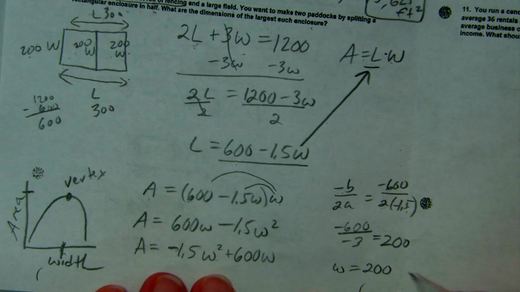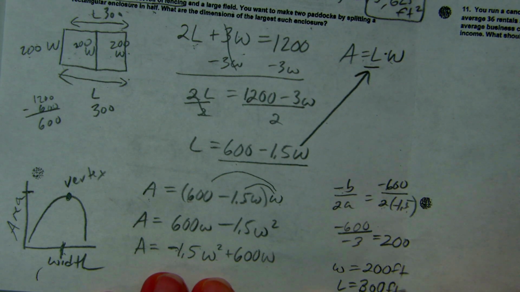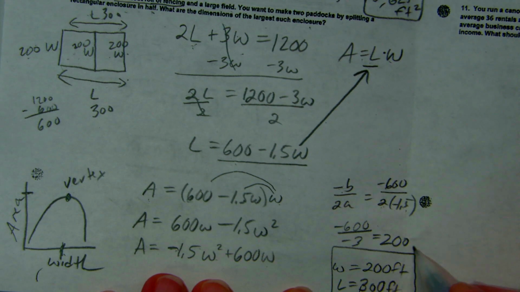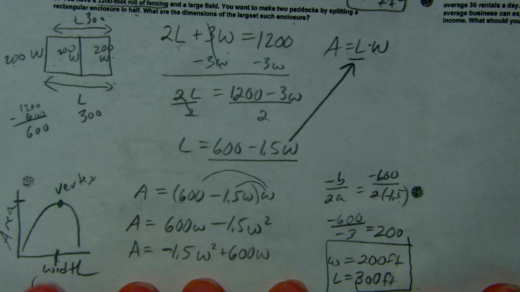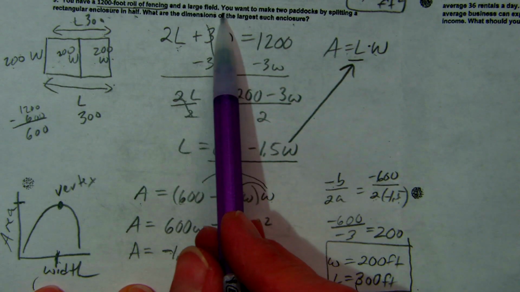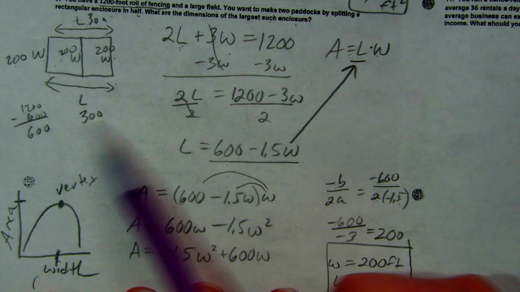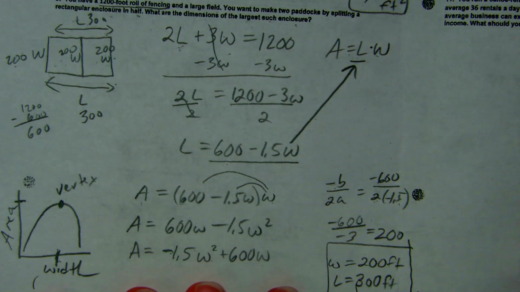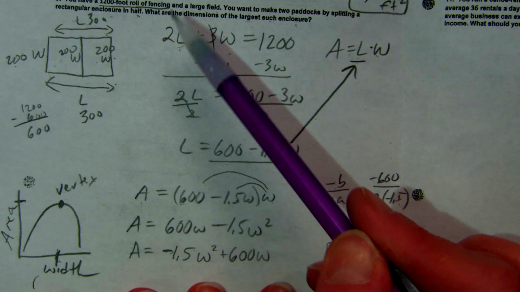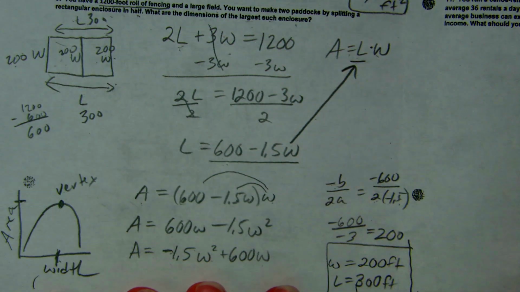So the width is 200 feet and the length is 300 feet down here, and those are my dimensions. It doesn't ask what the area is, it just says what are the dimensions of the largest such enclosure. You could do this a lot of different ways and get different areas, but if you're trying to get the maximum amount of actual space inside, especially if this is for animals, there's a lot of logic behind this.